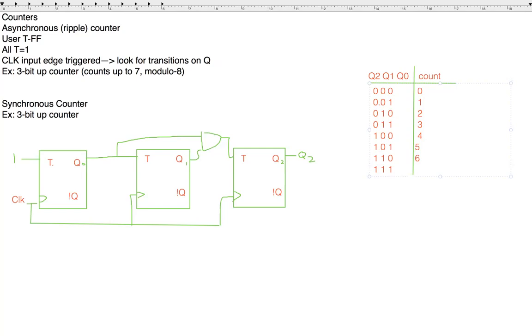Okay, now we got our count from 0 to 7. Now that we talked about that, we're going to go and count all these. And so what we're going to have is the Q. Let's look at what happens. So for the Q0, you notice it changes every single one.